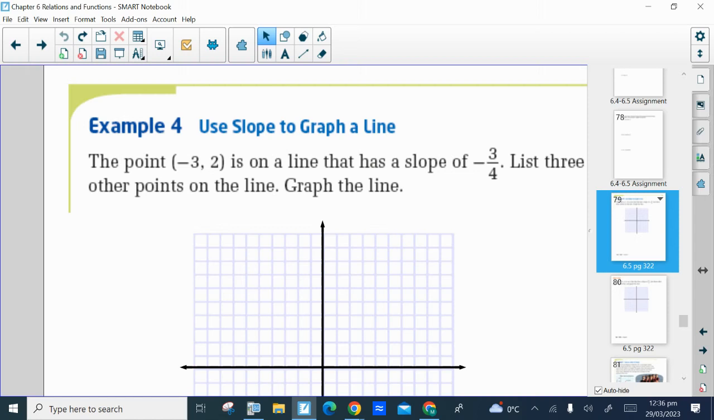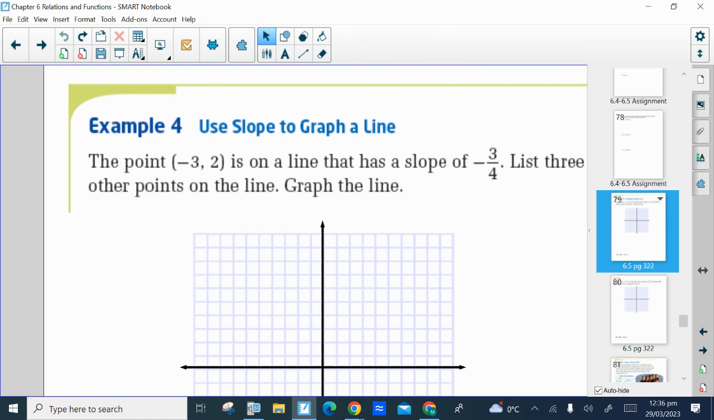So this is the last lesson from chapter 6. Tomorrow you're going to have a quiz on 6.3, 6.5. So that includes domain and range, which we spent a lot of time talking about, as well as function notation, and now we're talking about slope of a line.